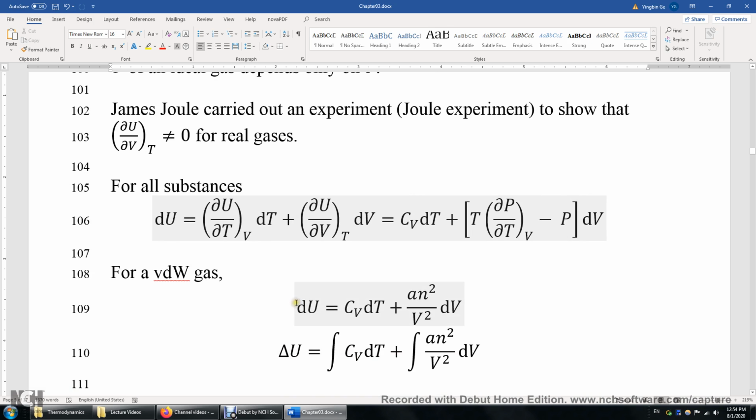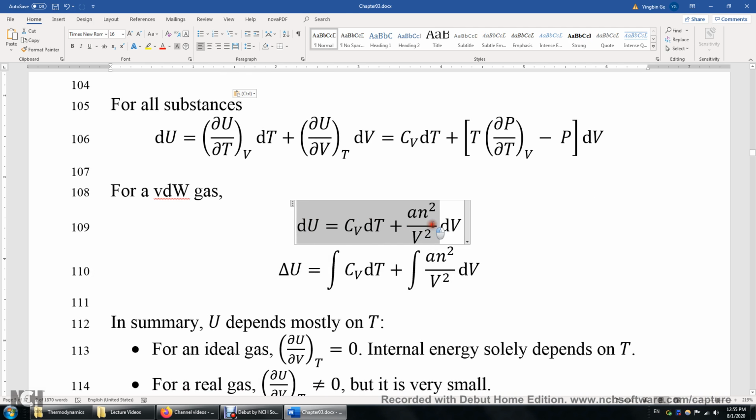For a van der Waals gas, we say dU equals Cv dT plus an²/V² dV, because we proved this part is simply an²/V². How can we compute the internal energy change if the volume and temperature of a van der Waals gas both change? Very simple. We integrate both sides. Then ΔU is simply the integral of Cv dT plus the integral of an²/V² dV. So over here, you just need to know the value of Cv. Over here, it's very easy to integrate dV over V². It's negative 1 over V. So this part is simply an² times negative 1 over V. And then you just plug in the lower and upper limits of the integral.